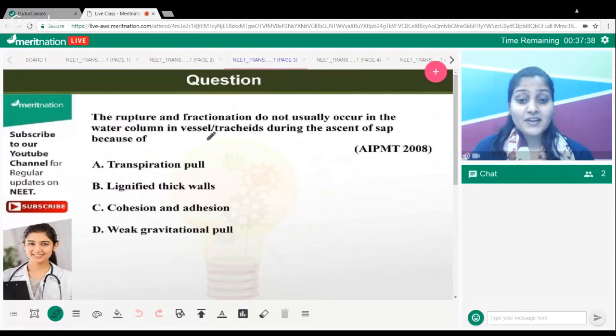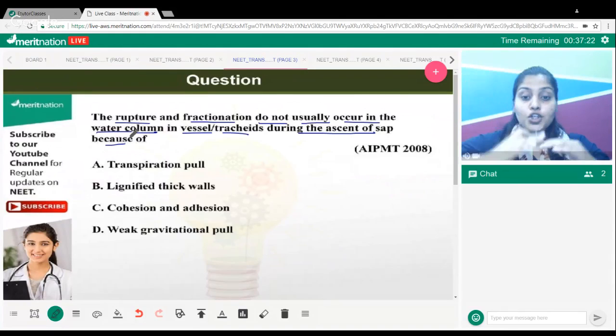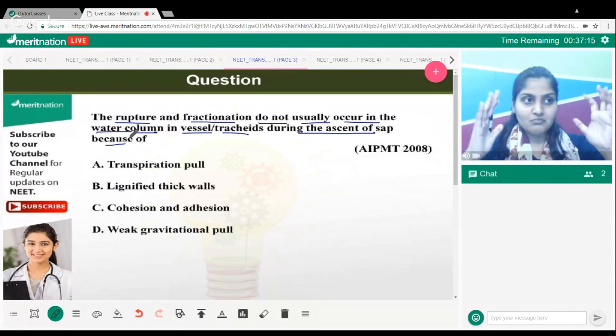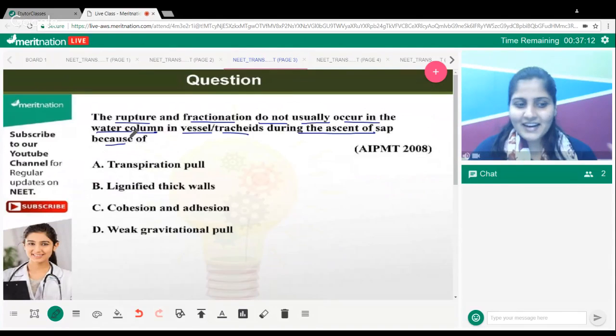The question says that rupture and fractionation do not usually occur in the water columns in vessels and tracheids during the ascent of sap. I mean, how does it happen that in a tall, big tree, water keeps on moving up? And the plant is going mad, dancing with the wind. Even if somebody is hopping on the plant, it is dancing, but water is like, yo, I will keep on moving. How does that happen? Who is responsible?